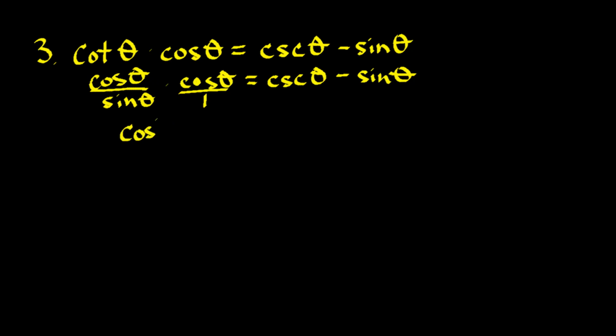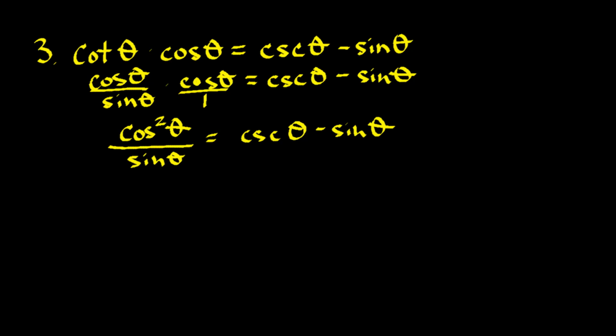Cosine theta times cosine theta is cosine squared theta, and sine theta times 1 is sine theta. And again, we'll just continue to bring down the right side. We can rewrite cosine squared as 1 minus sine squared theta all over sine theta.